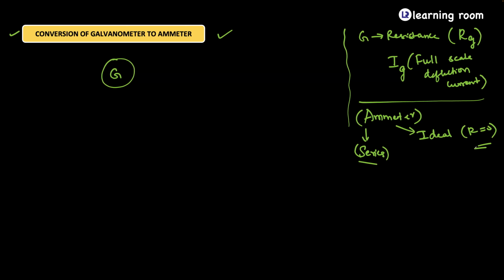Makes sense? So which device am I converting to an ammeter? Galvanometer. So the galvanometer itself already has a resistance. To that resistance, I need to decrease the value to make it into a device having even lesser resistance. So what I will do is, to this galvanometer, observe this very carefully, I will take another resistor and connect it in parallel to this.